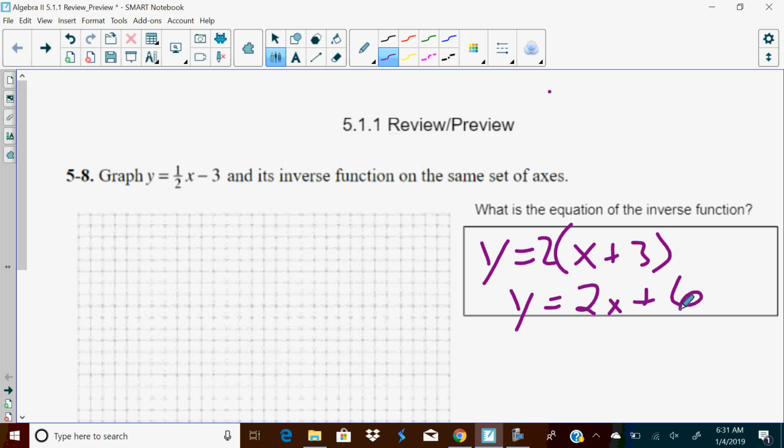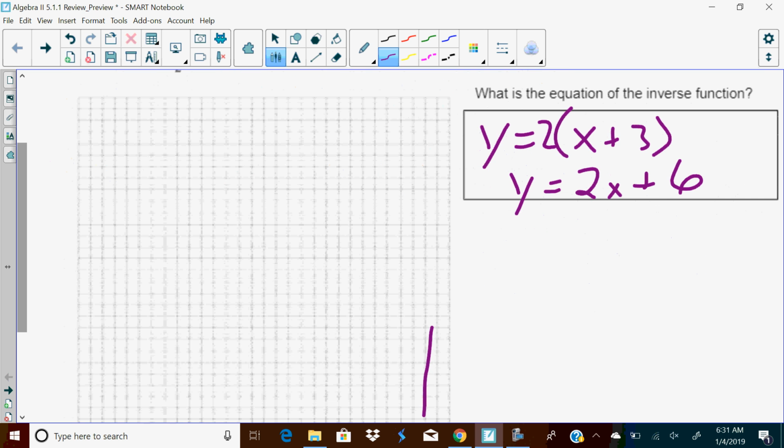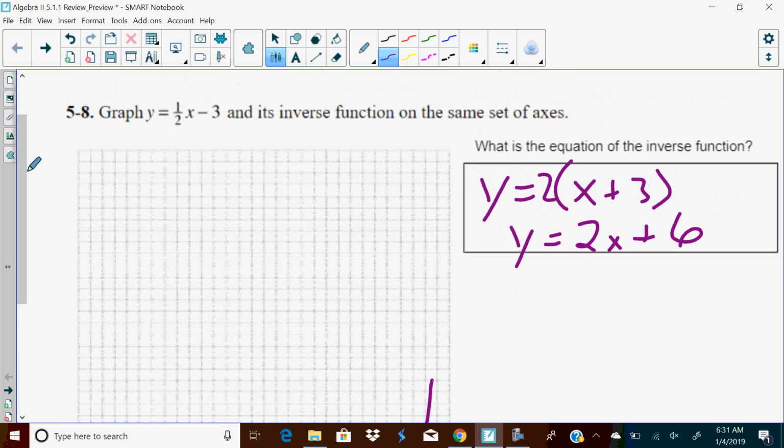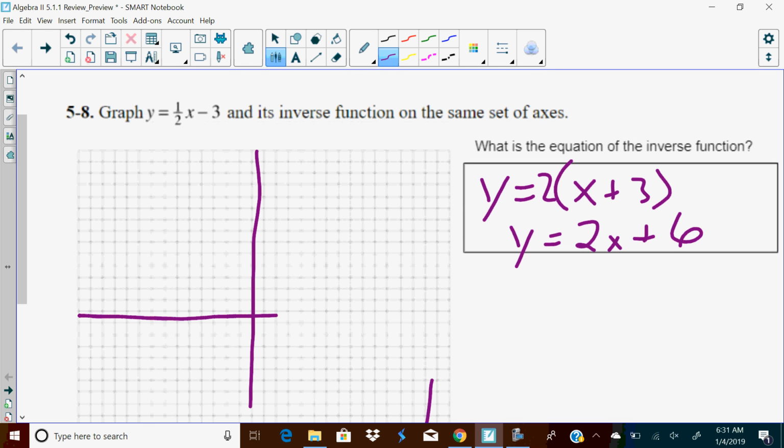So if I were to graph both of those, the first one I'll graph in a different color. The first one is y equals 1/2 x minus 3. So I start at -3, it's right here. I'm going to go up 1 over 2, over 2. So my line should look like that.